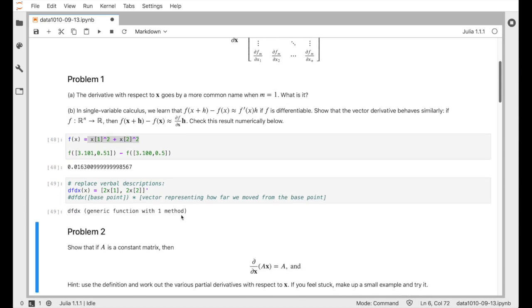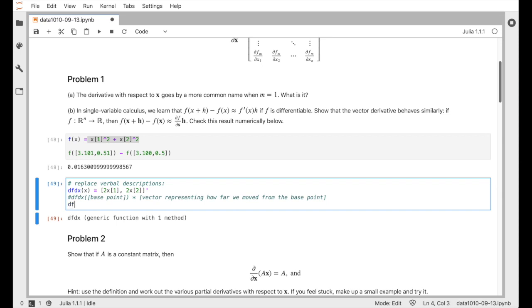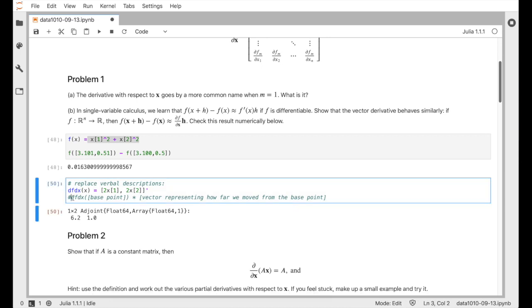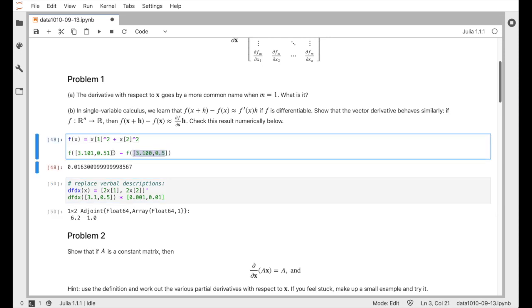And if we evaluate this function, just to see what's going on here, at some vector like 3.1 comma 0.5, what it's going to return is called an adjoint. So that's a vector that has sort of been transposed and is poised to multiply a vector on the right. We're going to evaluate that derivative at the base point, which is 3.1 comma 0.5. And we need to multiply that by the displacement vector, which is 0.001 comma 0.01. And we're just reading off the difference between this vector and this vector.